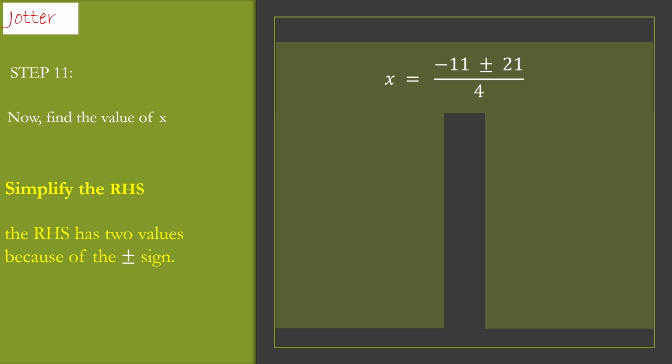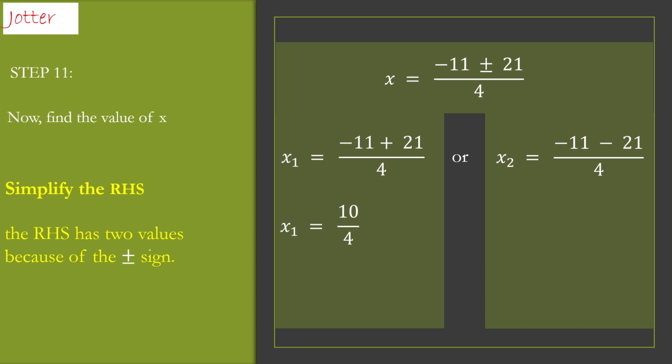So the first value of x, which we call x1, will give us minus 11 plus 21, or the second value will give us x2, which should be minus 11 minus 21. In the first value, minus 11 plus 21 will give us 10 over 4, and the second value, minus 11 minus 21, will give us minus 32 over 4. Going further, we can write x1 to be 5 over 2, and x2 to be minus 8.